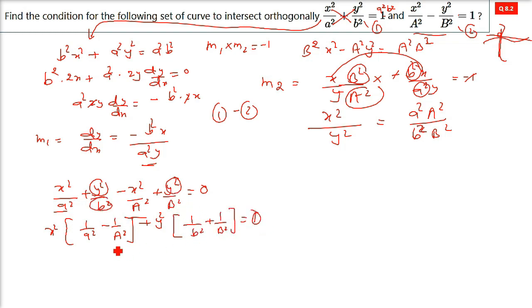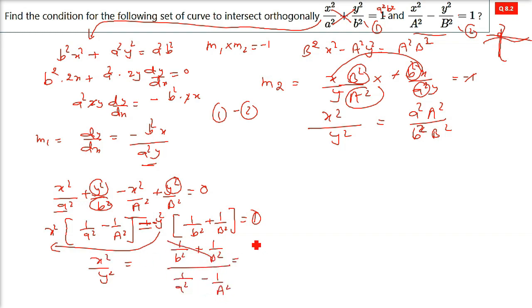So let's make it 0. Here you can find x square by y square, because that is what we wanted. So I'm taking the content on the right hand side and bringing y square back to the denominator of the left hand side. So x square by y square is going to be negative, 1 by b square plus 1 by capital B square, divided by 1 by a square minus 1 by capital A square.